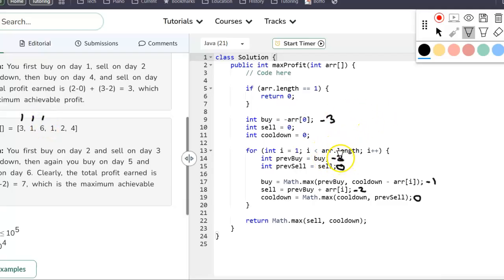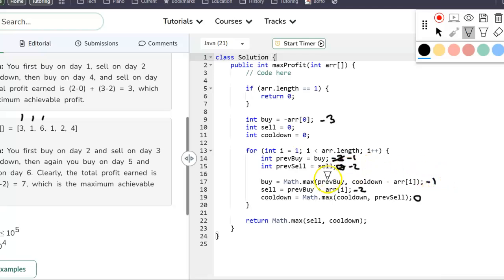Previous buy, we will update that. What is buy? It's -1. So this will update to -1. Previous sell is -2. All right.